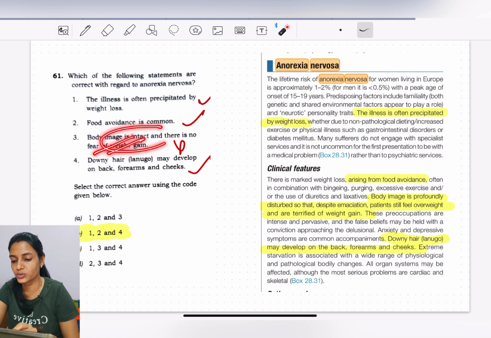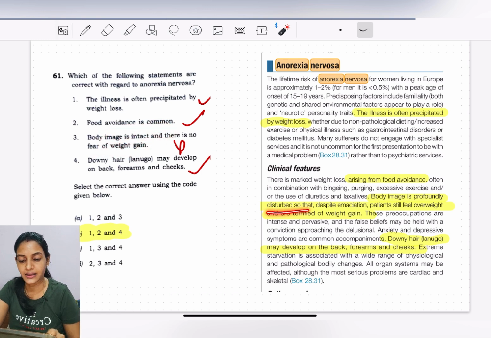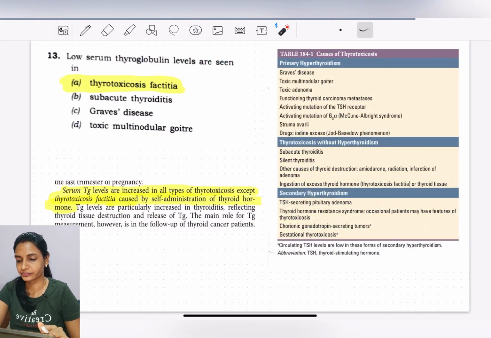Why is 3 wrong? Because body image is not intact, it is disturbed, and the patient feels overweight and is terrified of weight gain. So 1, 2 and 4 are true.